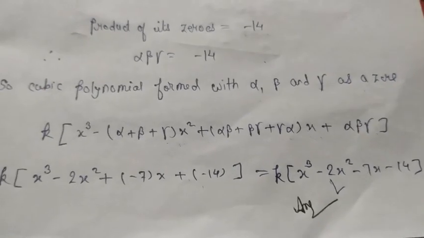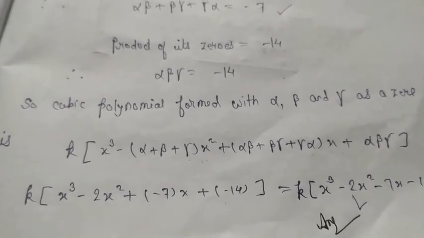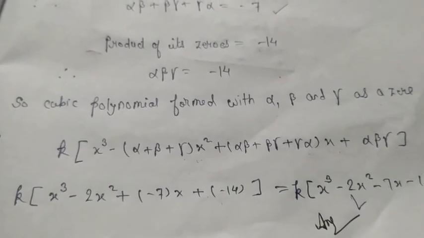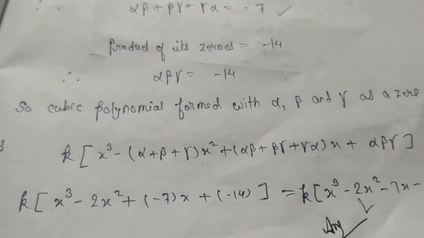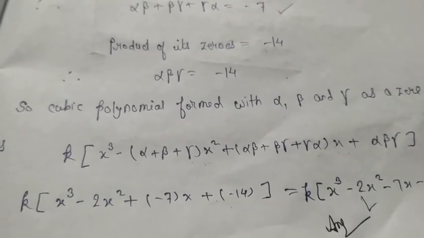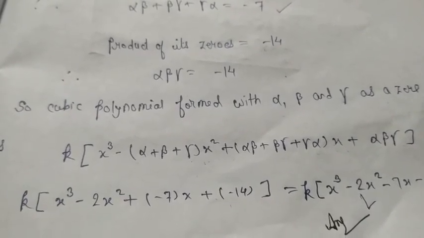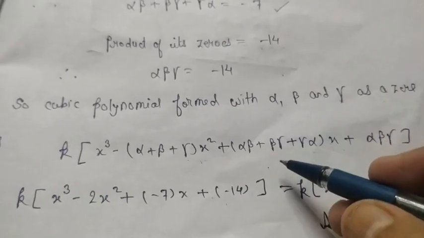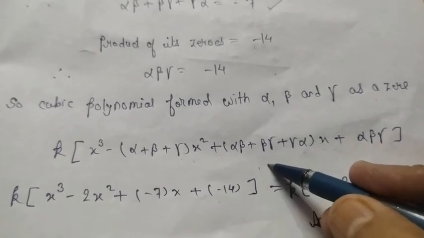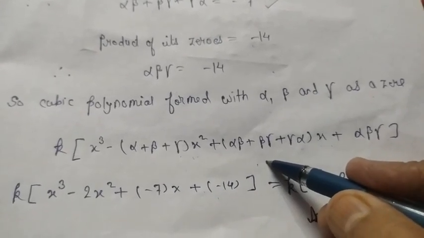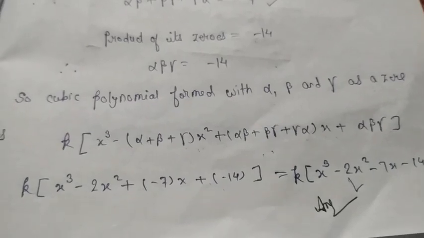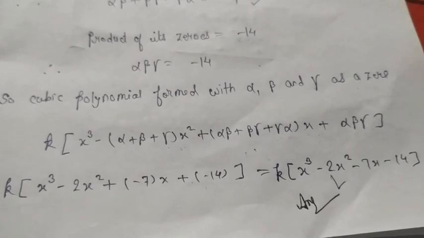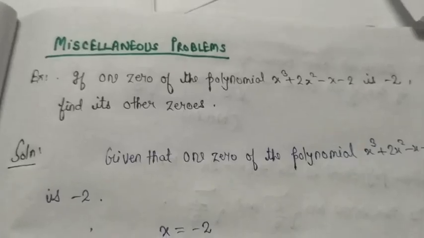So in this way children, you can calculate any cubic polynomial with the help of its zeros. You just have to calculate the sum of its zeros, the sum of the product of its zeros taken 2 at a time, and the product of the zeros, and most important, this formula. When you do not remember this formula, you will not be able to construct a cubic polynomial. Okay, so I think it is clear. Go through the questions and solve them properly. Okay, now move to the next question.